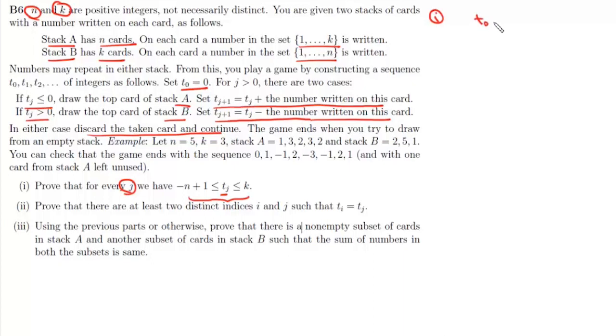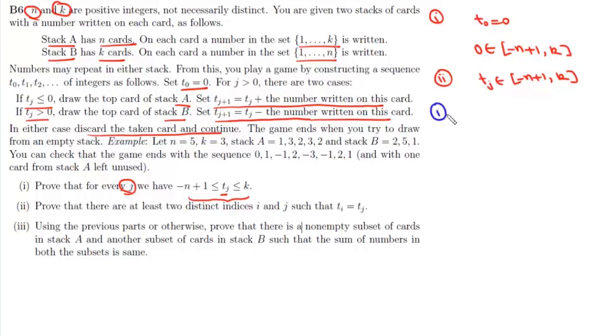Now if we look at t0, it is 0, and 0 lies between minus n plus 1 and k. Now let it be true for tj, that is, tj lies in minus n plus 1 to k. Now using this, we'll prove tj plus 1 will also lie in this interval. Now we'll take two cases.